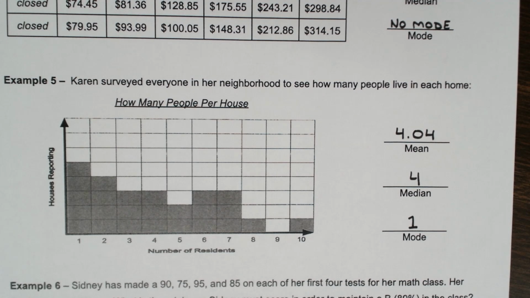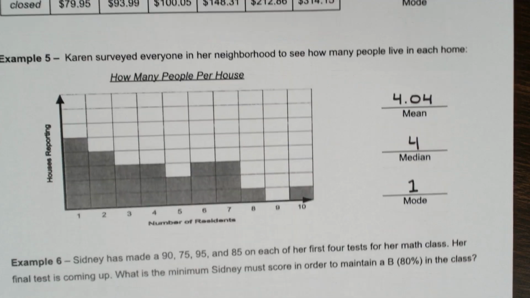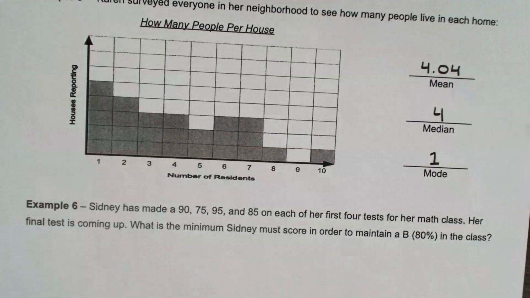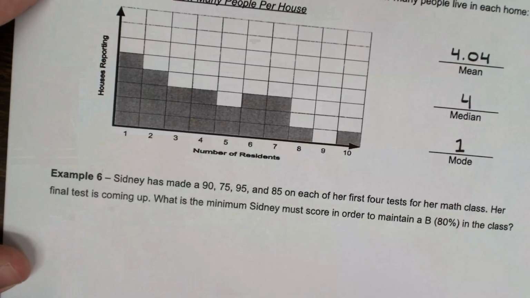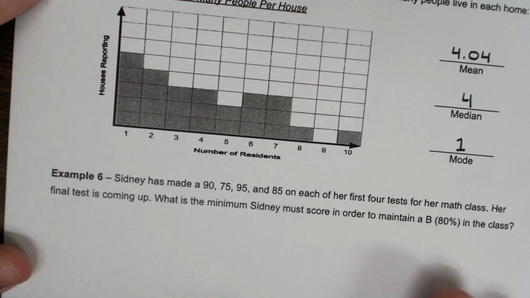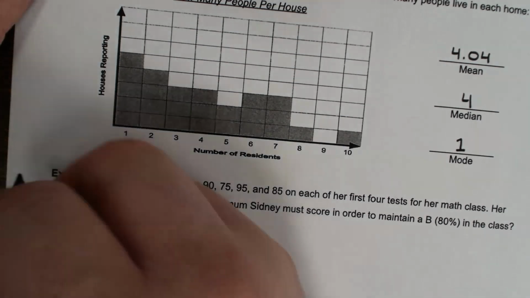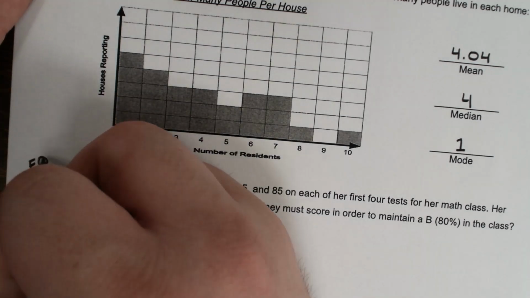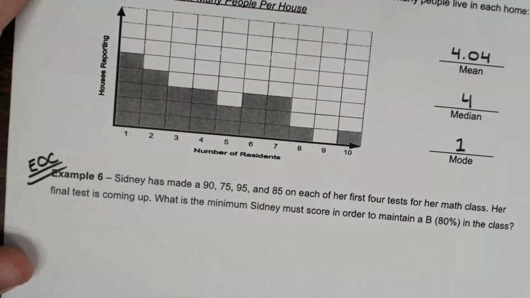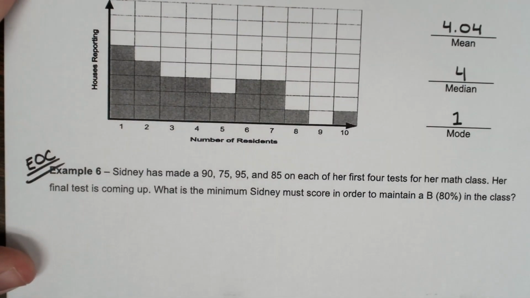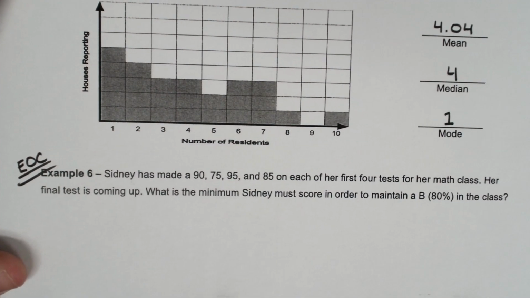Any questions on mean, median, and mode? No. Okay, I'm going to skip example 6 just for today, and we'll come back to it another time. I just want to skip it because it doesn't really fit in with the rest of this. It's talking about the mean or the average, but this is a different type of question. But I will say this is a really good EOC question. Also, an ACT question.